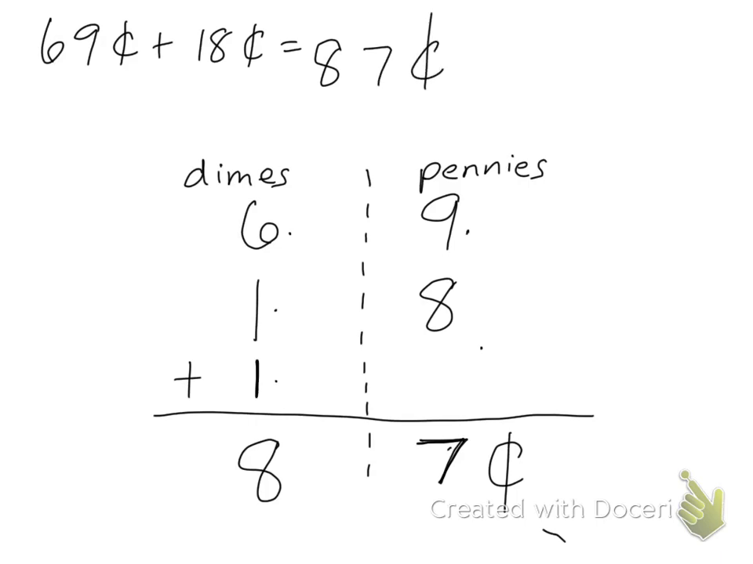So writing the problem vertically and adding this way is called the addition algorithm, and it's how most people add numbers together. And that's it for this lesson.